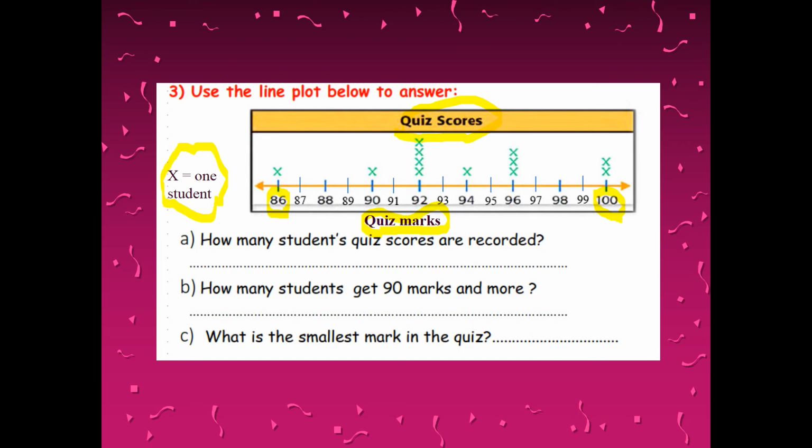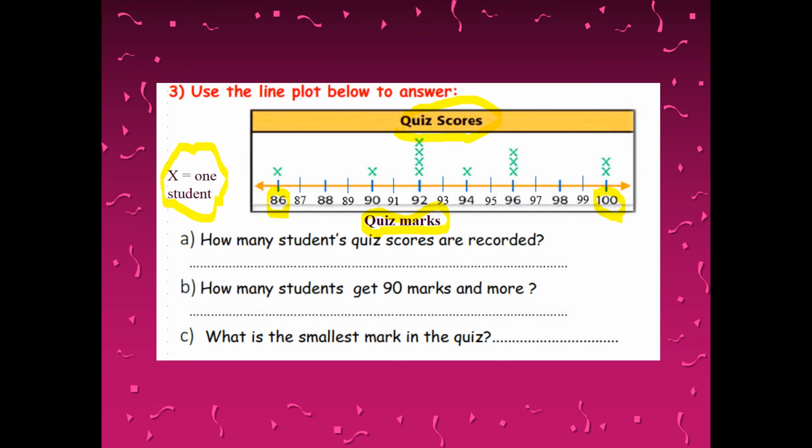87, 88, 89, there is no student to get these marks, and only one student to get 90. No student here gets 91. Okay, we have 1, 2, 3, 4 students here who get 92. No one gets 93. Only one here gets 94.